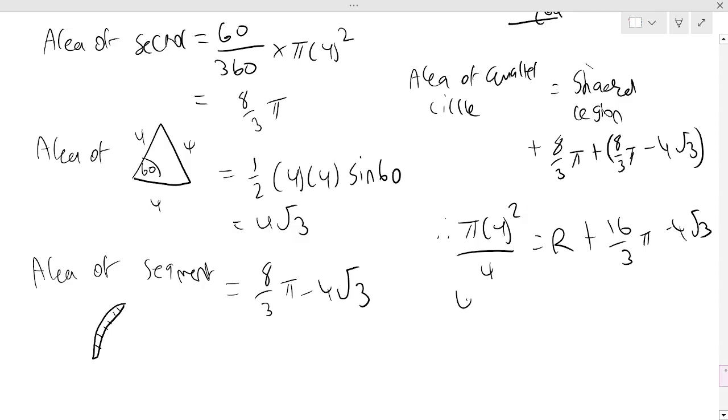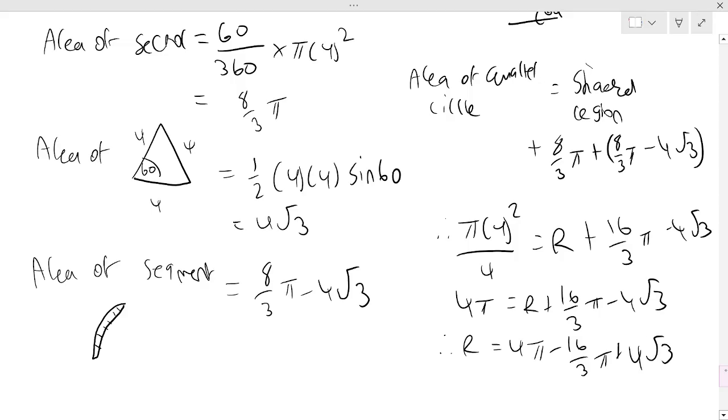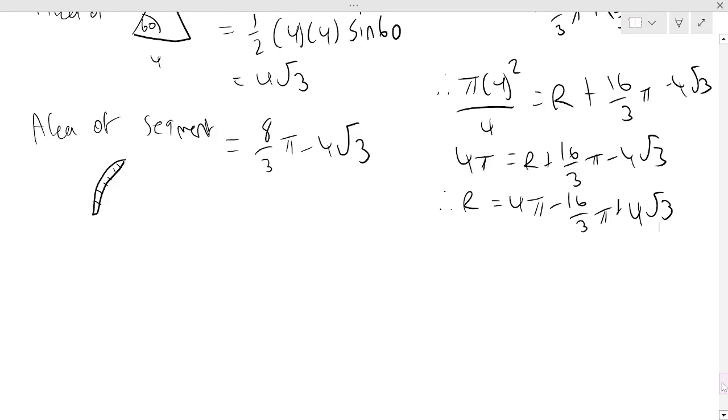16 divided by 4 is 4, so 4 pi is going to be r add 16 over 3 pi minus 4 root 3. Therefore, the region we're interested in, the shaded bit r, is going to be 4 pi, take away 16 over 3 pi, add 4 root 3. So that will be minus, why does it keep giving me a mixed number? That'd be minus 4 over 3 pi plus 4 root 3.